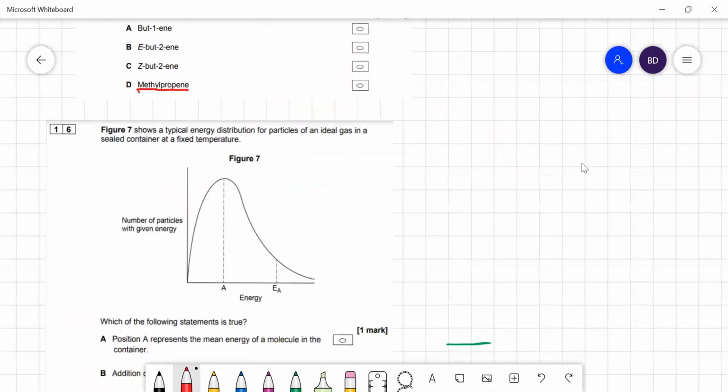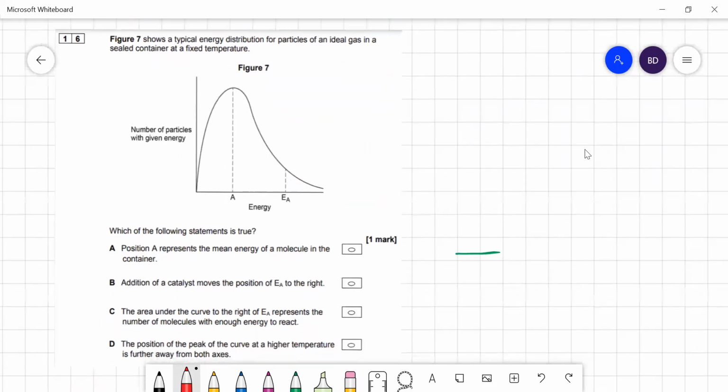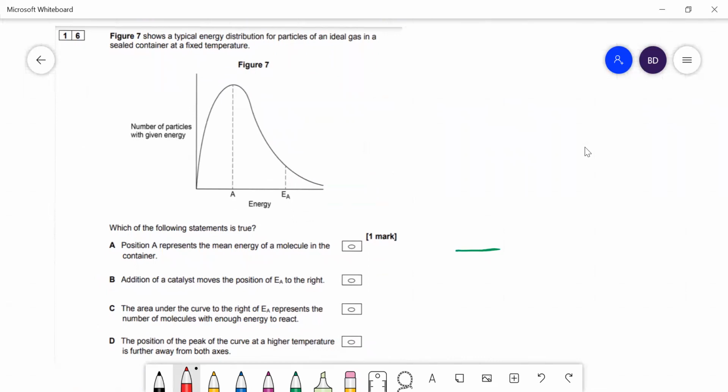All right, Maxwell-Boltzmann curve. Okay, which of the following statements is true? Position A represents the mean energy of a molecule. That's not right. That's the most likely energy, but because the curve's skewed to the right hand side, the mean energy is going to be somewhere about there.